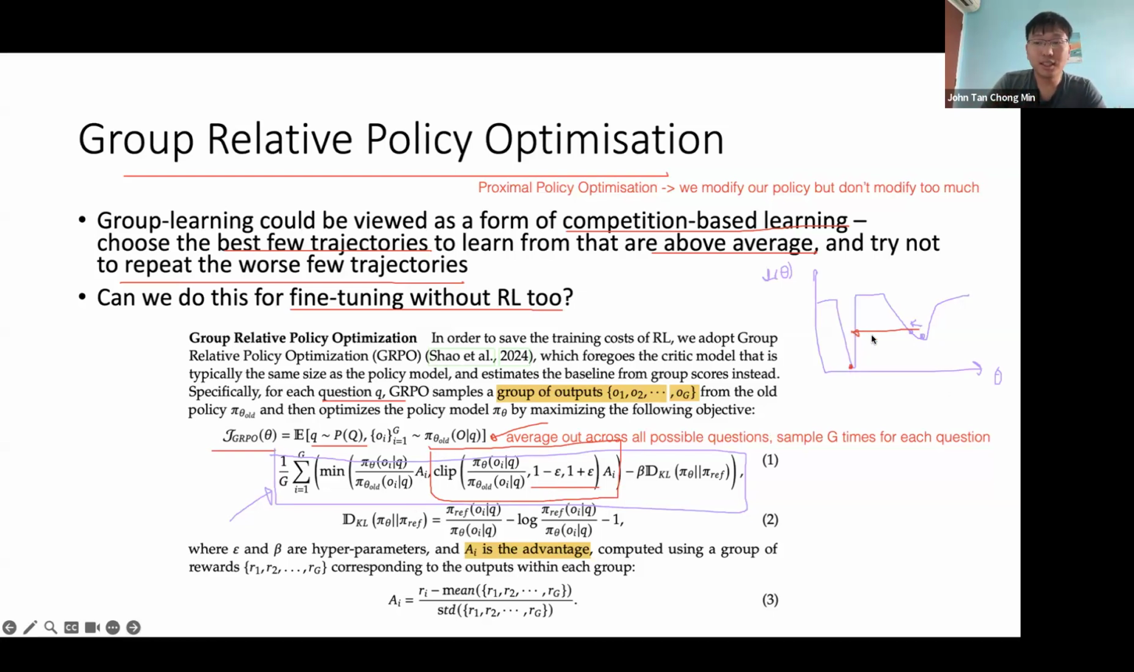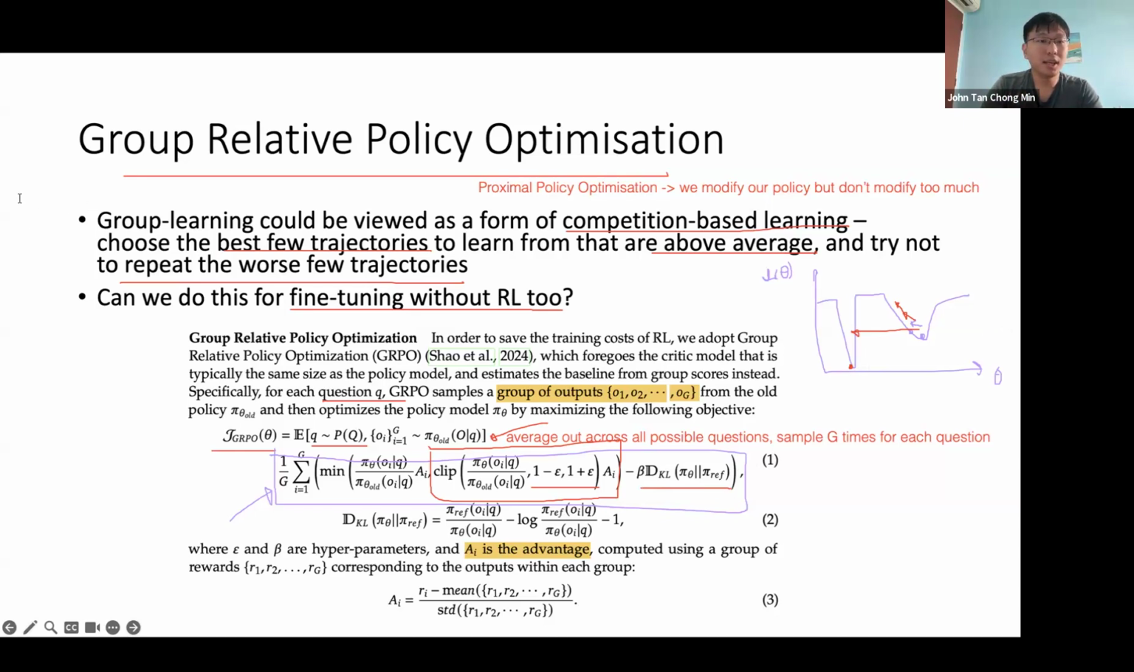So you don't suddenly shift so much. You shift a little bit at a time so that you don't suddenly jump into something worse. All right, so this is the intuition behind proximal policy optimization. You move your policy, but subject to certain restrictions. And one of the restrictions is whether or not your new policy is very, very different from your old one.